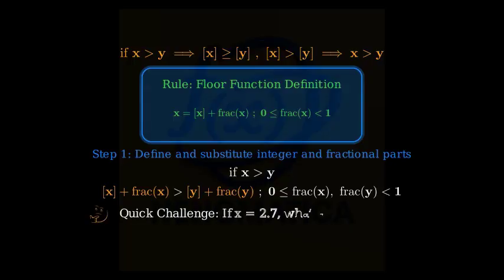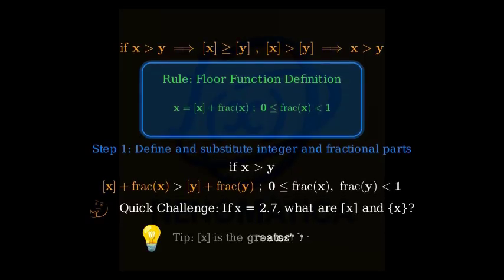Quick challenge. If x equals 2.7, what are the floor of x and the fractional part of x?